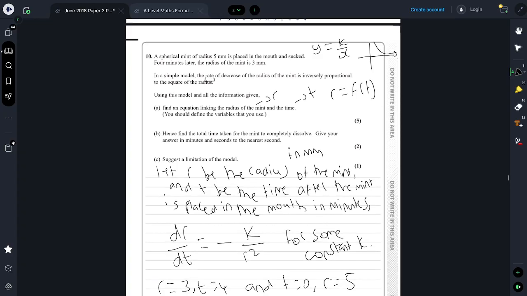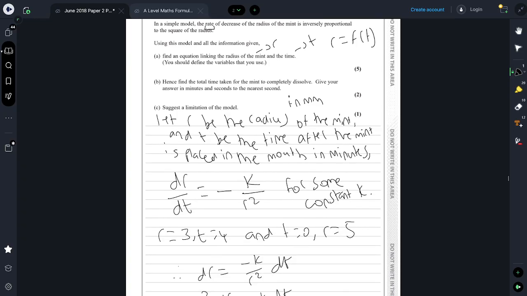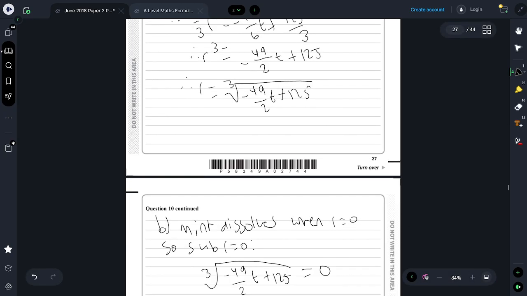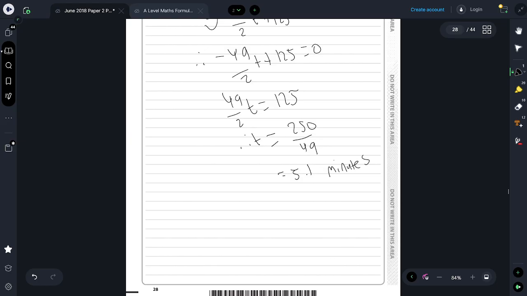Okay. It says in minutes and seconds, to the nearest second. Okay. So we need to be a bit more careful with this. Yeah, so that's 5.1 minutes. So, okay, the answer, if I give the full numbers out, that's about 5.102040 minutes.